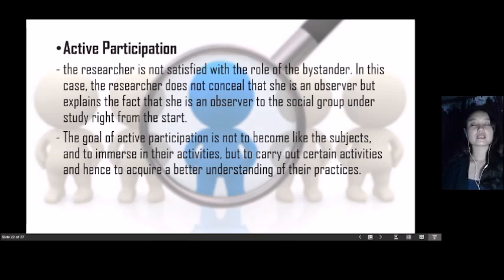The researcher is not satisfied with the role of the bystander. In this case, the researcher does not conceal that she is an observer, but explains the fact that she is an observer to the social group under study right from the start. The goal of active participation is not to become like the subjects and to immerse in their activities, but to carry out certain activities and hence to acquire a better understanding of their practices.